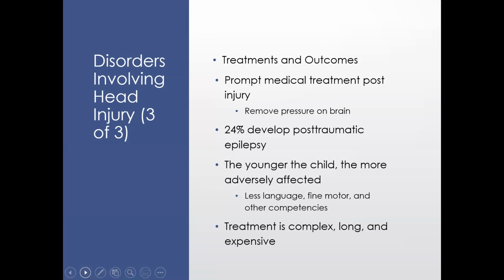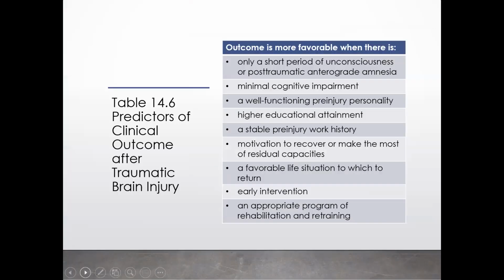Prompt medical treatment is going to be really important for somebody that is suffering from a head injury, especially if they need to remove the pressure from the brain. Sometimes they can develop epilepsy or seizures due to that brain injury. And the younger the child, the more adversely they're affected. They might have less language skills, fine motor skills, and struggle in other competency areas. I'll let you guys just read through this. It's just predictors of clinical outcome after a traumatic brain injury.